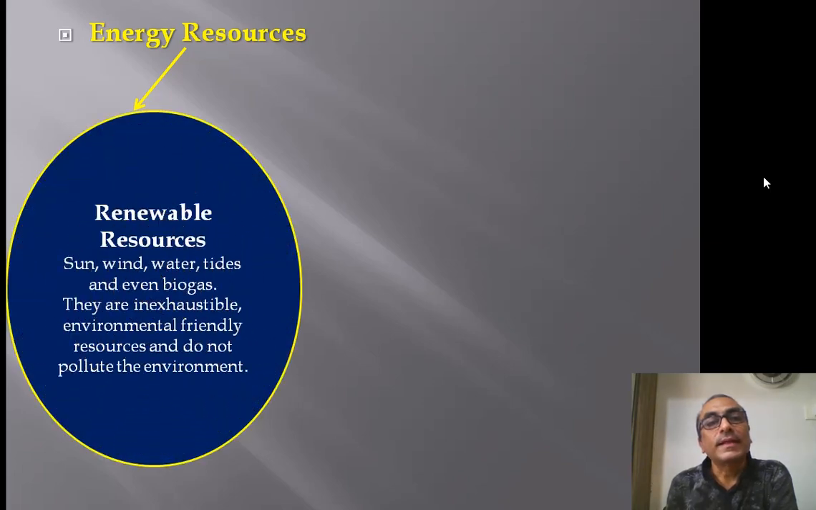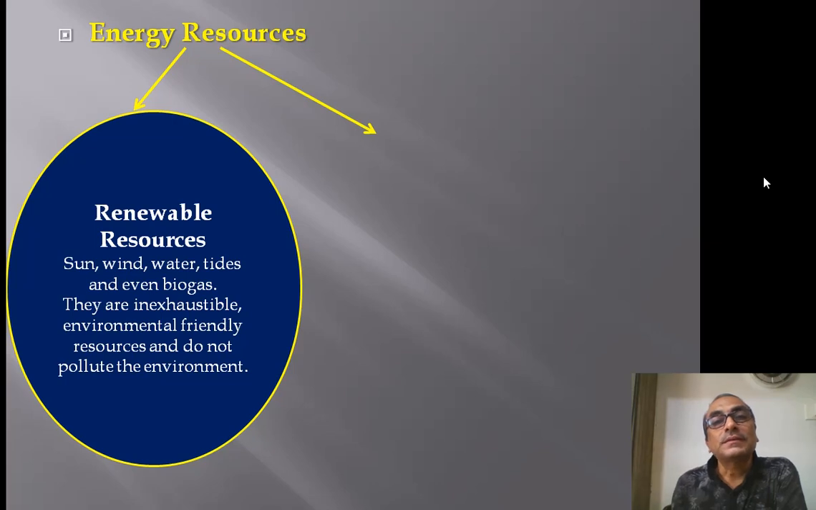One, that is the renewable energy resources, which include sun, wind, water, tides, and even biogas, because all these are available to us all the time and they are renewable. We can get them back again. So solar energy, electricity produced by windmills or using water, that is hydroelectricity, and using the tidal force can also be converted into electricity. Even the biogas which we are generating from vegetable waste and other waste from the agricultural field and from cow dung is also a renewable resource of energy. These renewable energy resources are environmentally friendly and they do not pollute our environment.